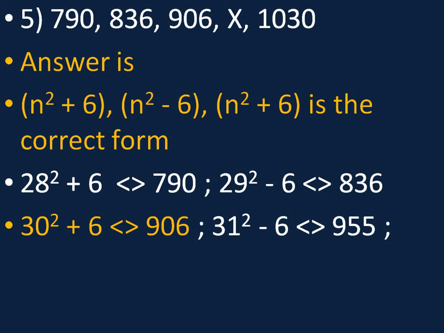And 31 square, if we minus 6 from 31 square, we get 955. And 32 square plus 6, that is 1024, after adding 6, we get 1030. So it's a difficult sum. This sum is in very difficult mode. So we have to think for more time.